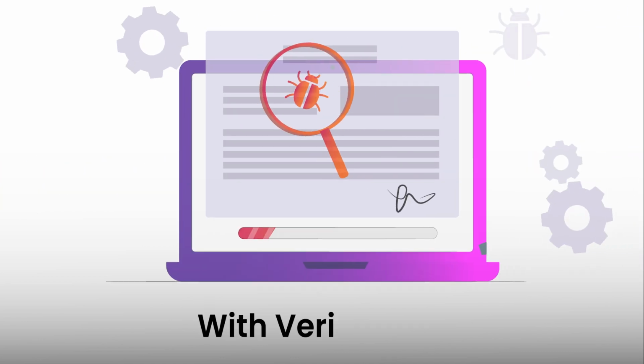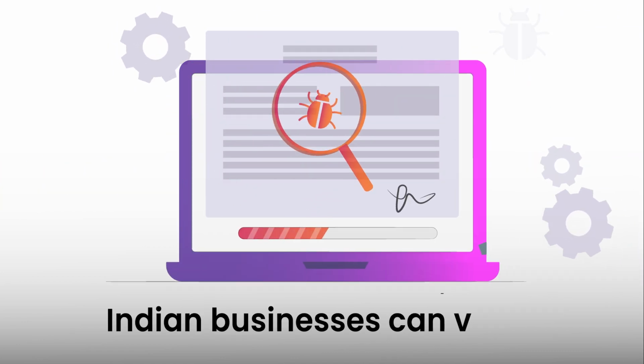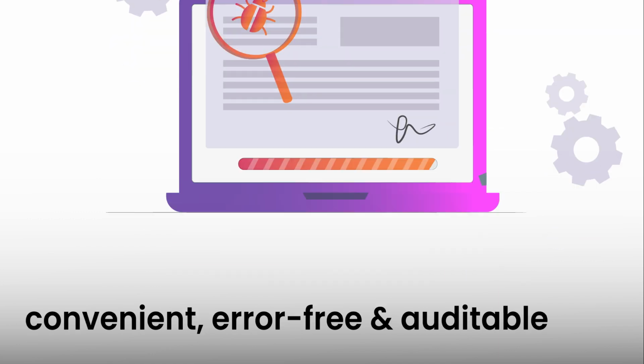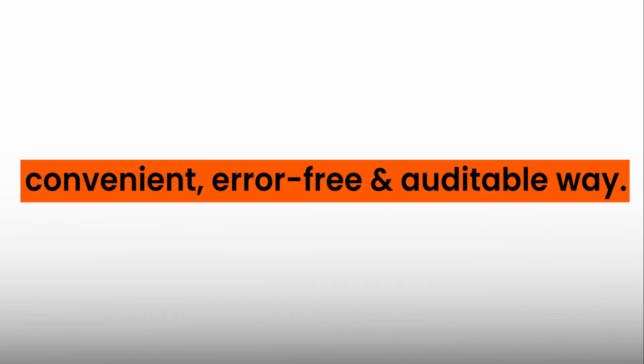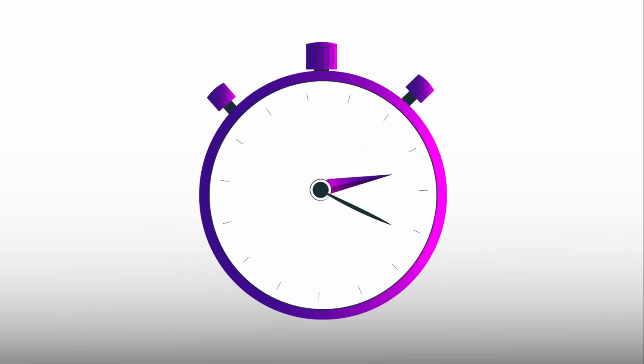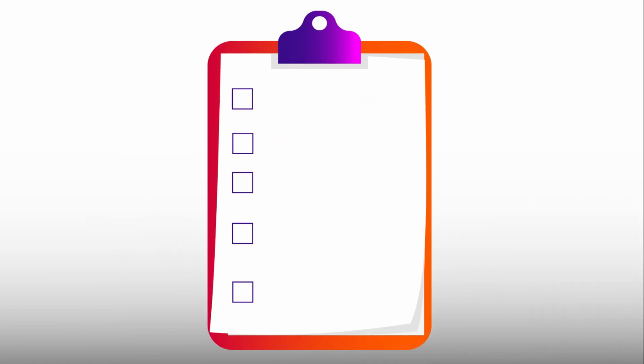And that's why we built Verifier API. With Verifier API, Indian businesses can verify the e-sign documents at scale in a convenient, error-free and auditable way. This means the same process that required 10 hours each day can now be done by Ramesh in a few minutes. Leegality Verifier API conducts the following checks.